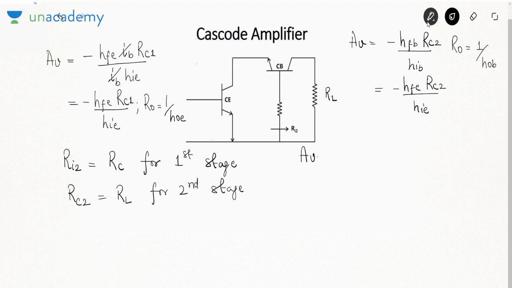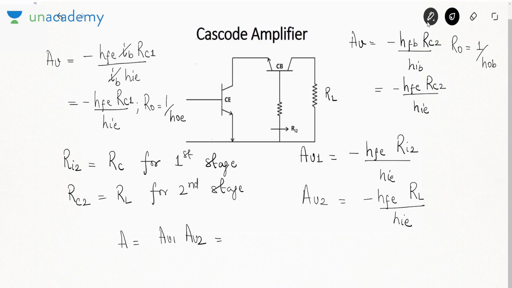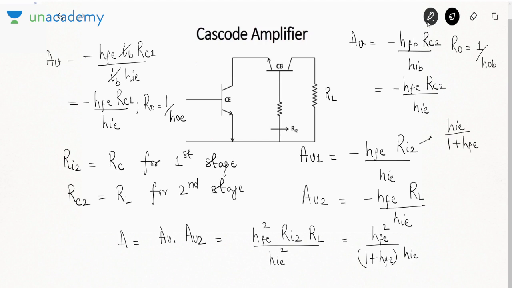That means if I write the voltage gain of the first stage, I will write minus HFE Ri2 upon HIE. The voltage gain of second stage is minus HFE RL over HIE. Okay. And the overall voltage gain can then be written as the product of AV1 and AV2. So it will become HFE square Ri2 RL over HIE square. Now this Ri2 is basically HIE over 1 plus HFE. We derived just now. Okay. So it will become HFE square over 1 plus HFE into HIE into RL. Now 1 plus HFE is approximately equal to HFE. So it will be HFE by HIE into RL.